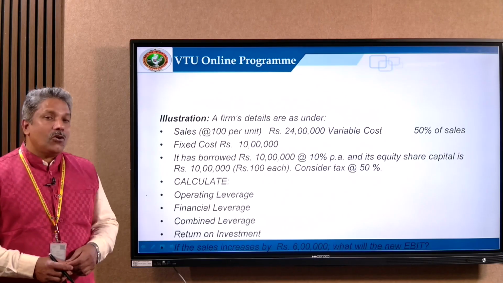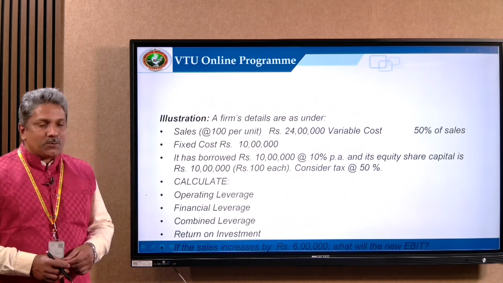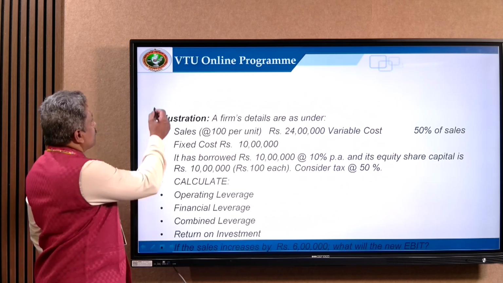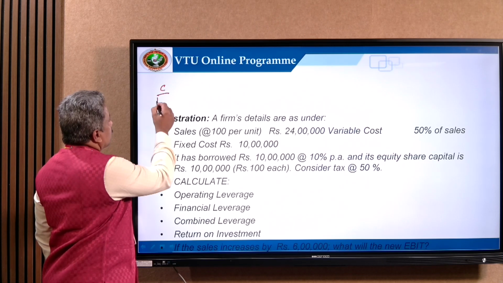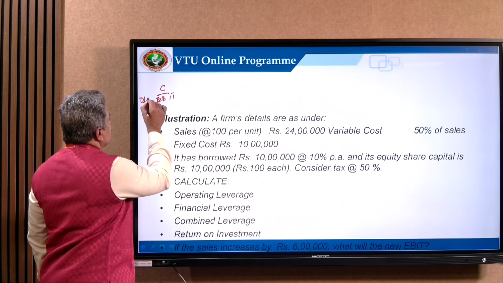We are discussing the fourth module, leverages. In the previous sessions we discussed operating leverage, financial leverage and combined leverage. We have seen the formulas for operating leverage. I hope you are remembering the formula and the concept of operating leverage. Operating leverage is equal to contribution divided by EBIT. This is operating leverage.